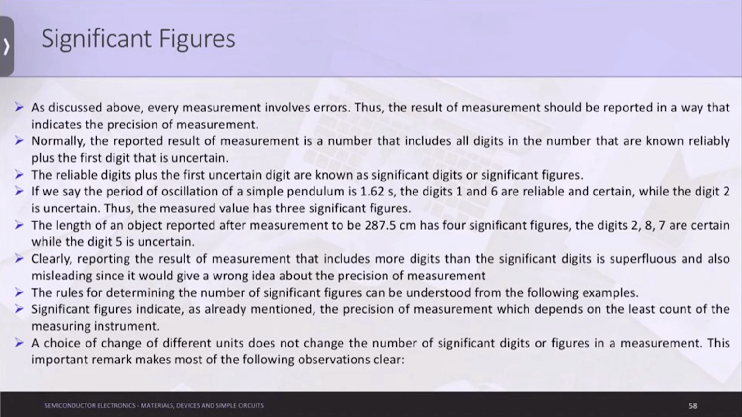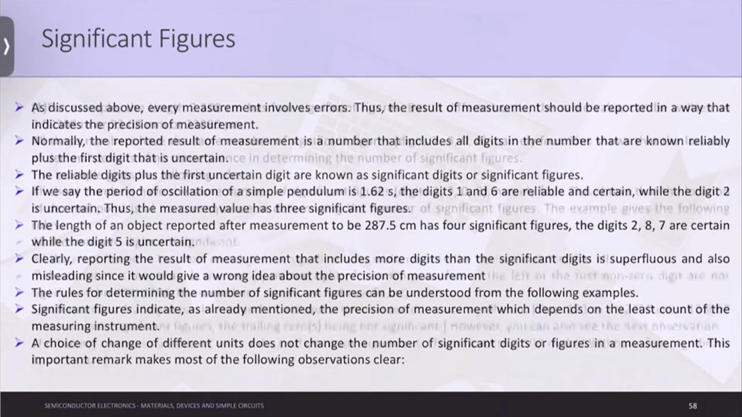Okay, now significant figures has to be understood. Let me first iterate everything, and then we can move on to the further discussions. Some rules are there for significant figures. What is basically this concept? We will try to understand first. As discussed above, every measurement involves errors, quite evident. Thus, the result of a measurement should be reported in a way that indicates the precision of the measurement. Very important. So please remember this line. Please understand this line very evidently. Let me try to convey this using an example.